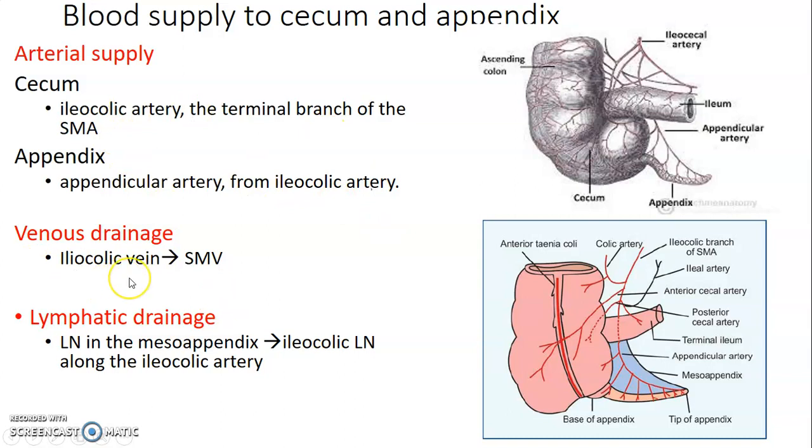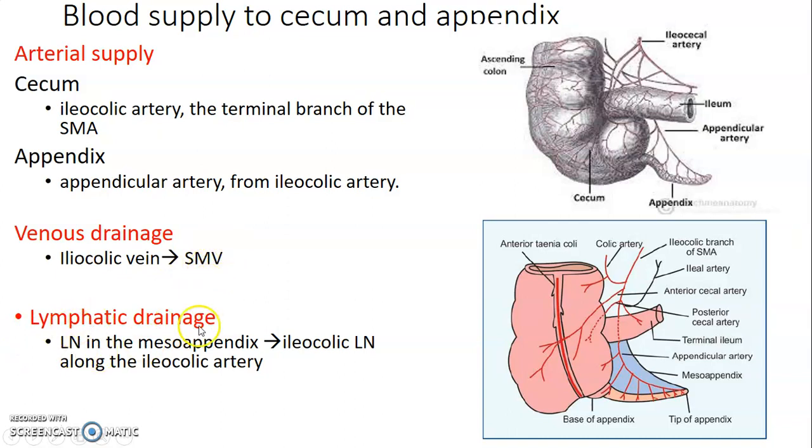The ileocolic vein now carries blood from the appendix and cecum upwards to the superior mesenteric vein, which will eventually drain to the portal vein. So it's the superior mesenteric vein and splenic vein that form the portal vein.